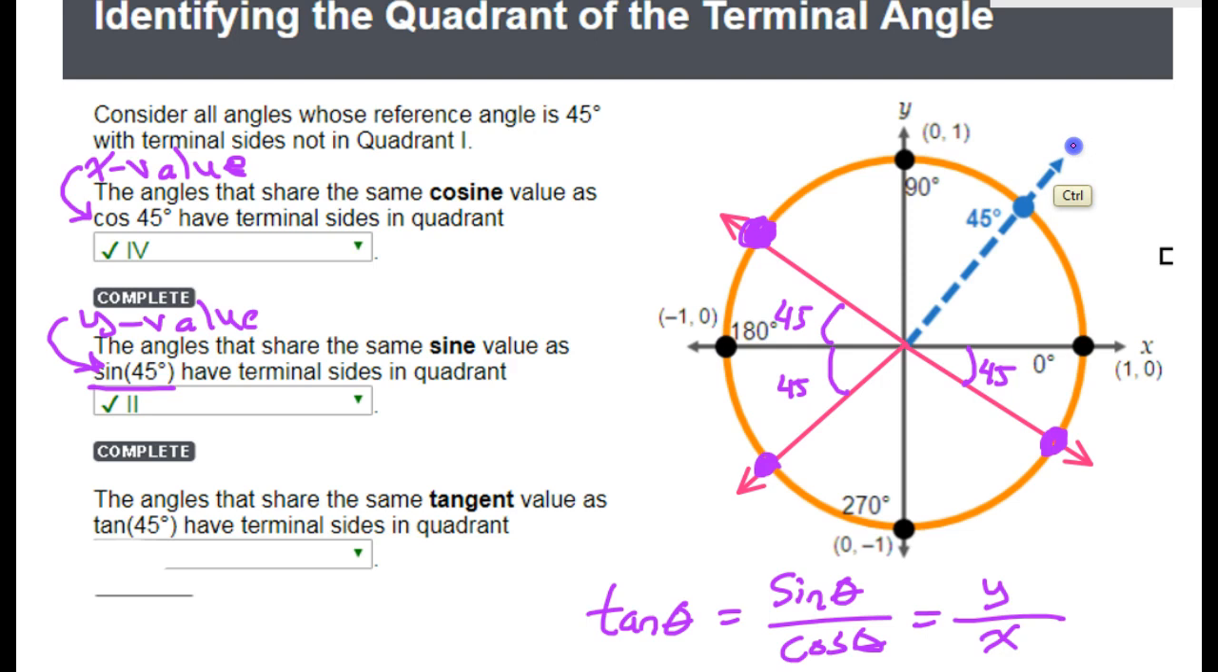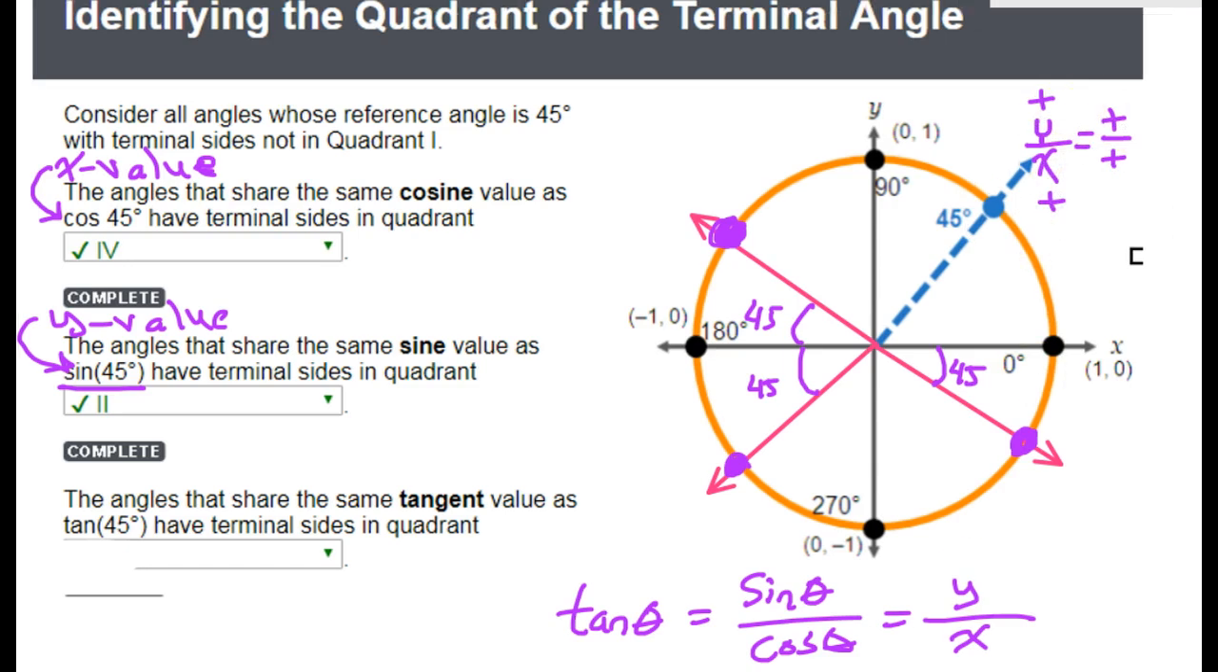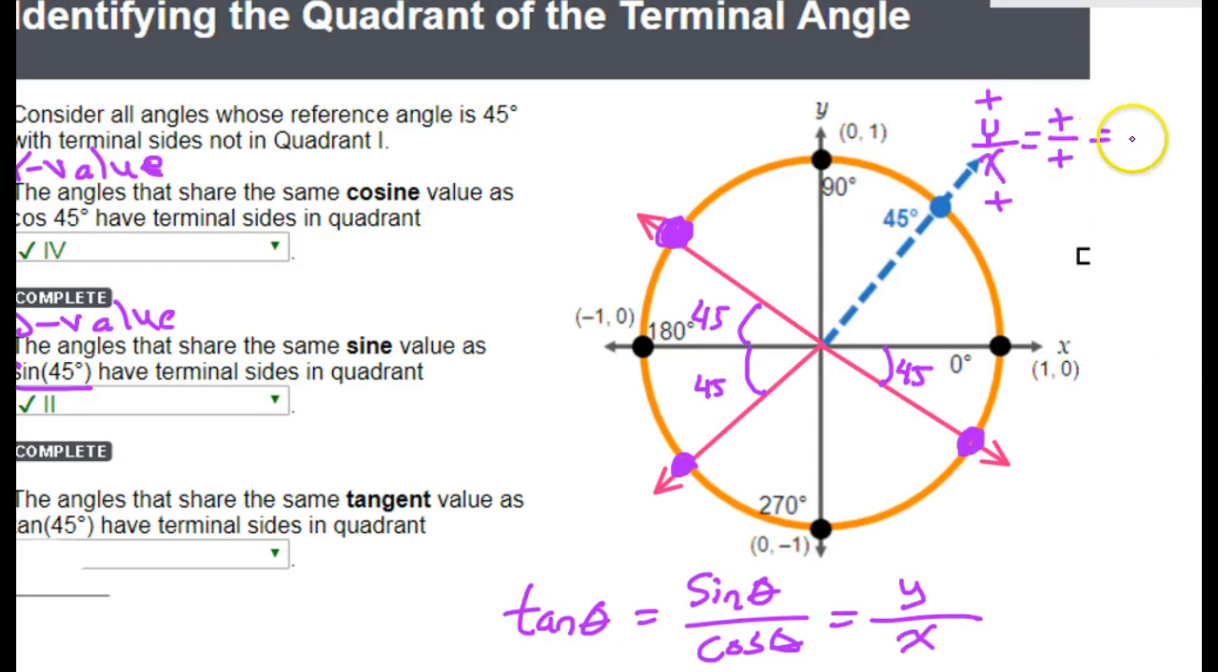Okay, so let's think about whether tangent is positive or negative. So we have y over x. Well, in the first quadrant, the y value is positive and the x value is also positive. You know what, maybe I'll just do it off to the side. So we have a positive over a positive. Okay, so what's that? Of course, that's going to be a positive. So tangent is positive in the first quadrant.